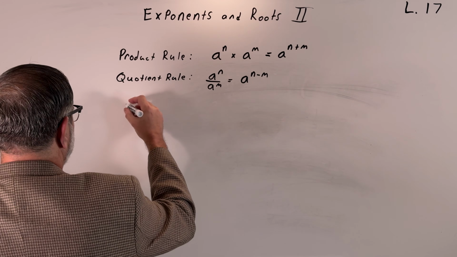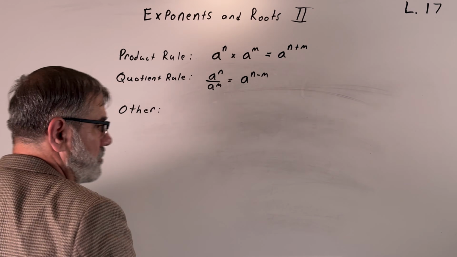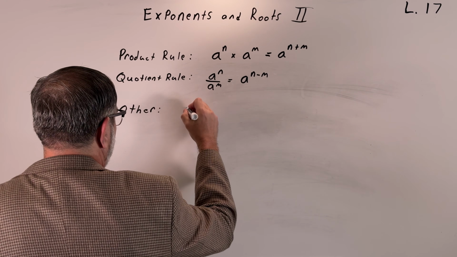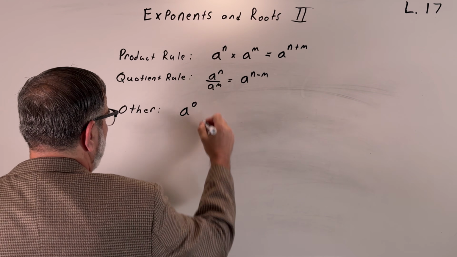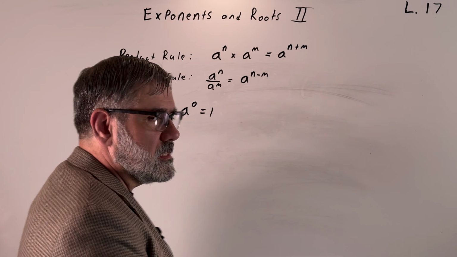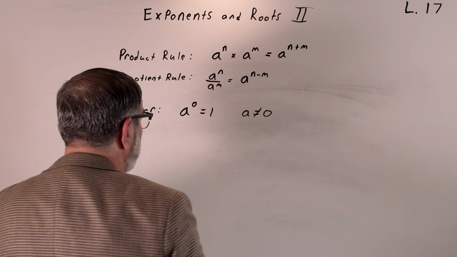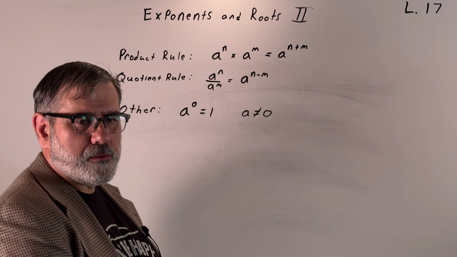I'm going to call this other. It's just some extra things that we need to keep in mind. The first thing we need to keep in mind is that a raised to the 0 power is just 1, as long as a is not equal to 0. Okay, that's important to remember.